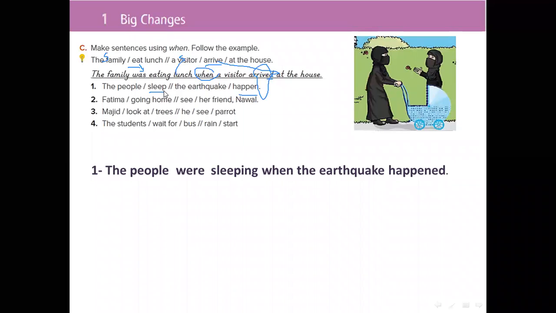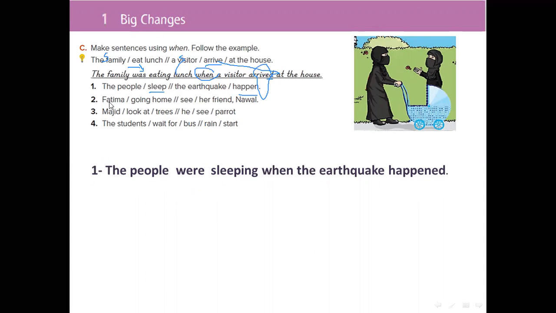The people were sleeping when the earthquake happened. The first verb, past progressive. Is it true? Yes, were sleeping. And we will use were because the subject is plural. Happen, change it into happened. Simple past, it's a regular verb, so we add ed.